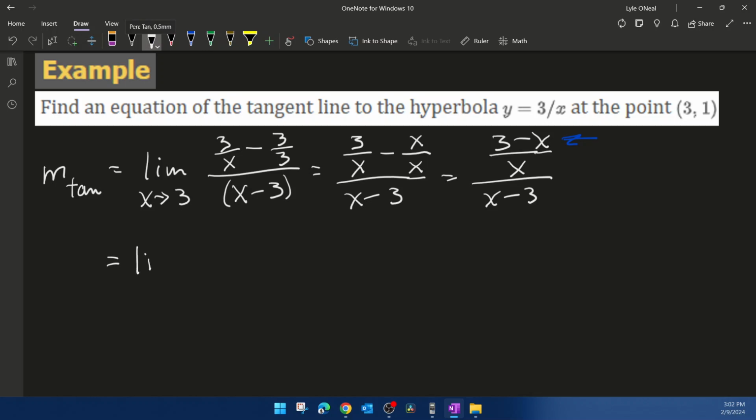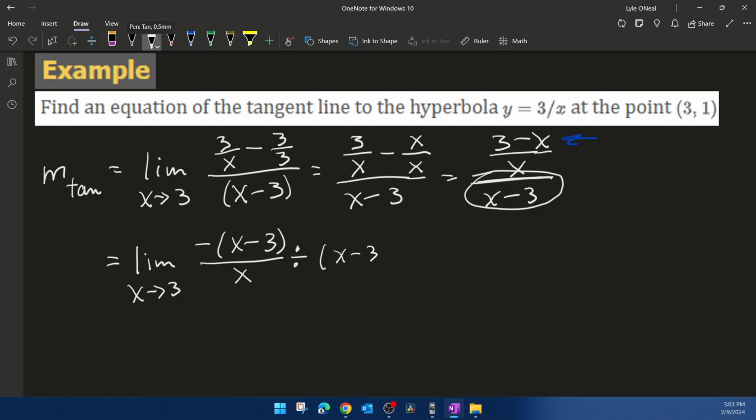That will give us the limit as x approaches 3. Factoring a negative out of the numerator would turn that into negative 3 plus x, or x minus 3 over x. And then what I'm going to do is this. See how this fraction bar makes the fraction complex? I'm just going to kick this out to the side and say divided by x minus 3.